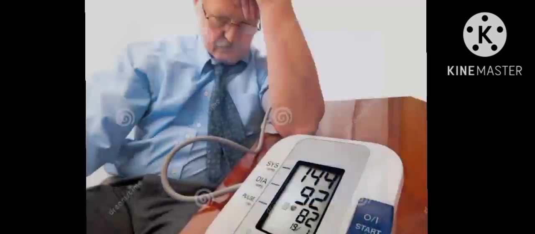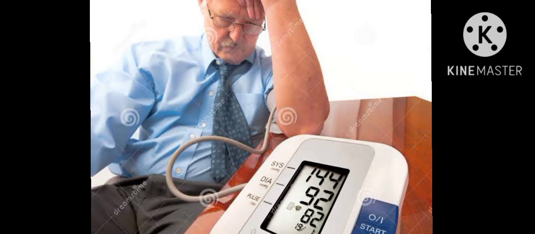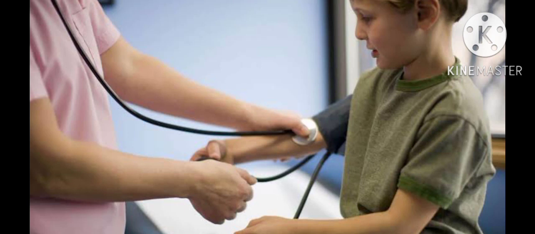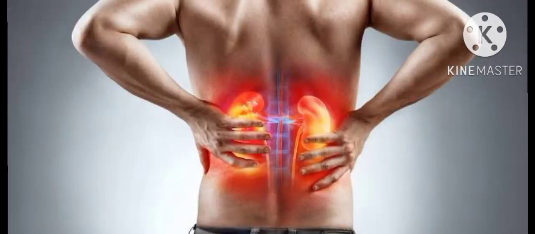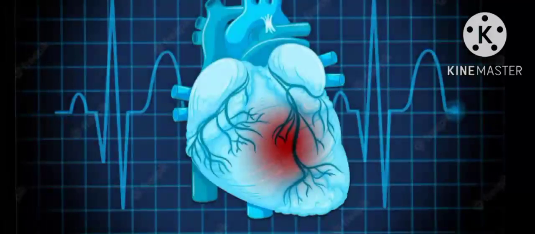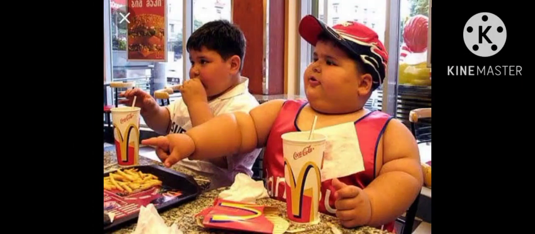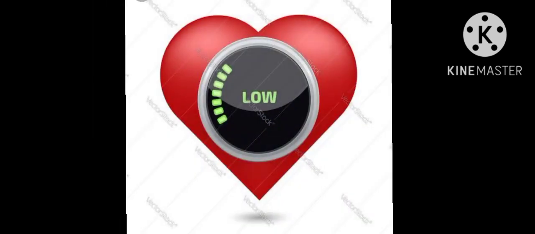High blood pressure is common for adults, but kids can have it too. High blood pressure in children may be caused by problems with the kidneys or heart. For the growing number of kids, high blood pressure is due to lifestyle habits like unhealthy diet and lack of exercise. Low blood pressure is equally dangerous as high blood pressure.